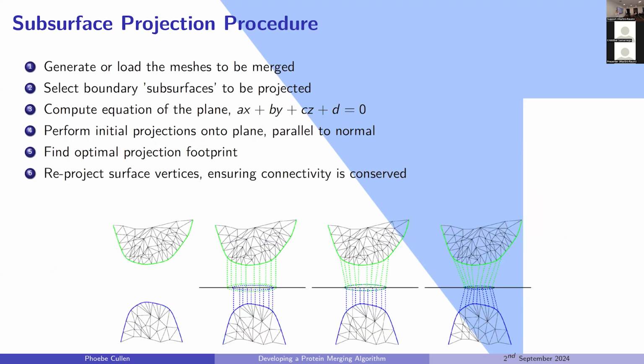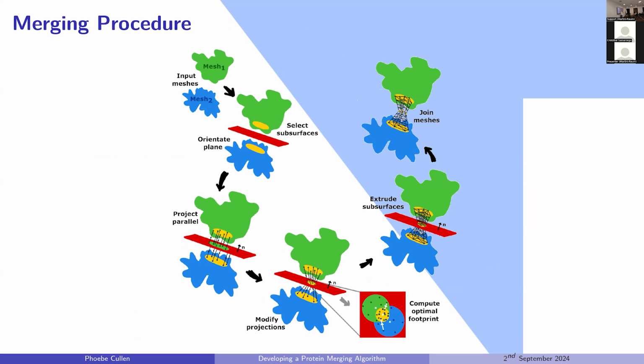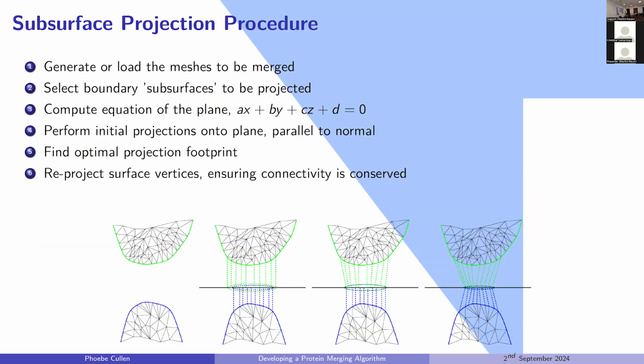So the first few steps, generally pivotal to this merging procedure, are the steps up to, but not including the extrusion. So it's the actual selection of the subsurfaces and then the projection and the footprint computation. So this is split up into these 6 steps seen here. And it's drawn down here, where you're selecting the subsurfaces, projecting their vertices onto the plane, computing the shared footprint, and then reprojecting so that the projections are no longer parallel, but you're still conserving a connectivity.